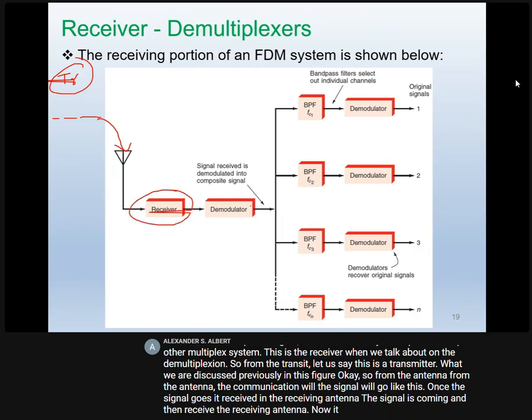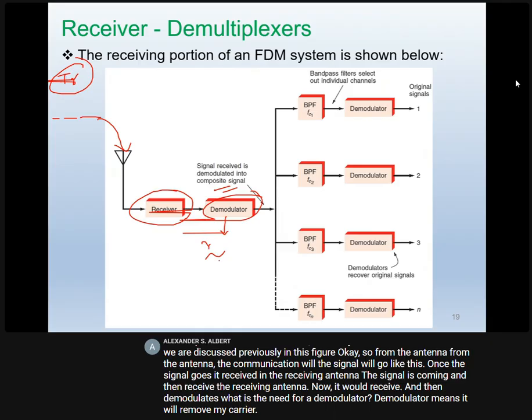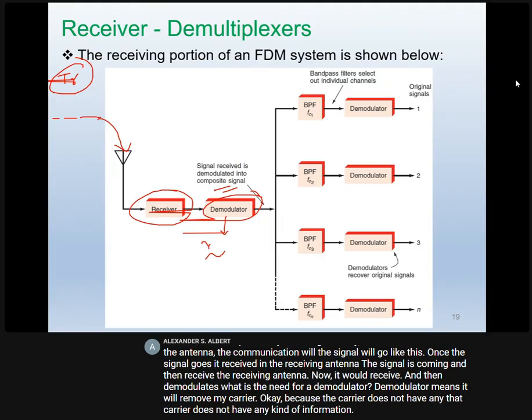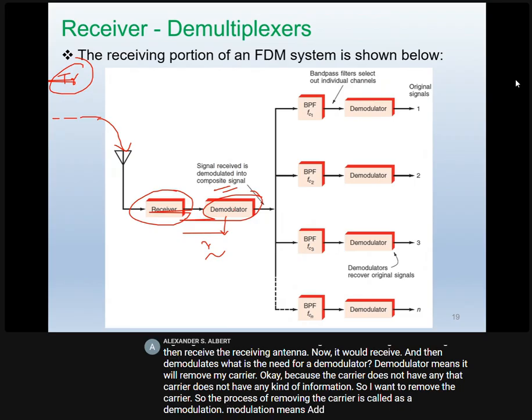Now it receives and then demodulates. What is the need for a demodulator? Demodulator means it will remove my carrier, because the carrier does not have any kind of information. So I want to remove the carrier. The process of removing the carrier is called demodulation. Modulation means adding a carrier. Demodulation means removing a carrier.